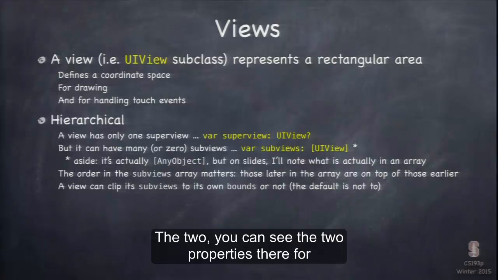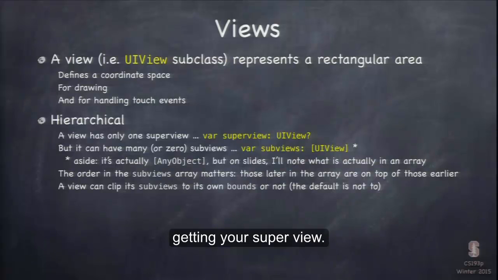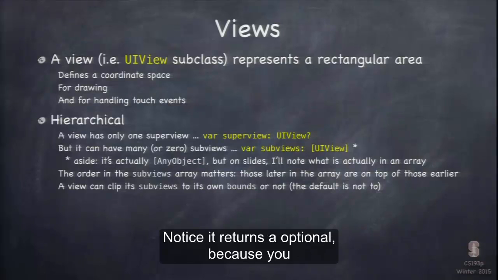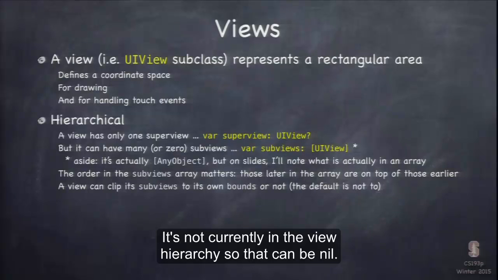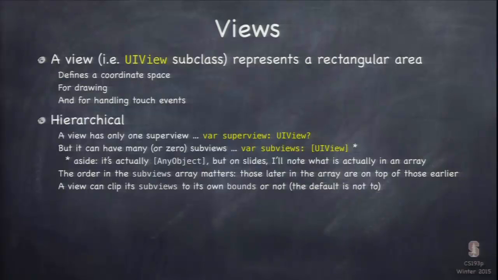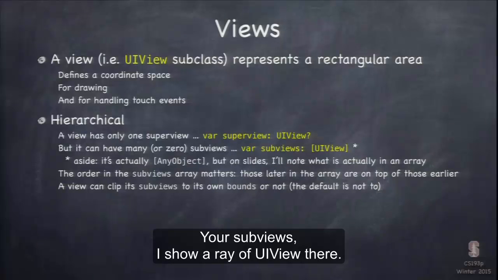You can see the two properties there for getting your superview. Notice it returns an optional. That's because you can have a view that's not currently on screen. It's not currently in a view hierarchy, of course, so that could be nil. Your subviews, I show as an array of UIView there.